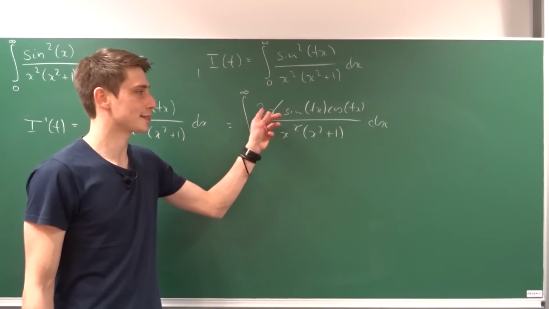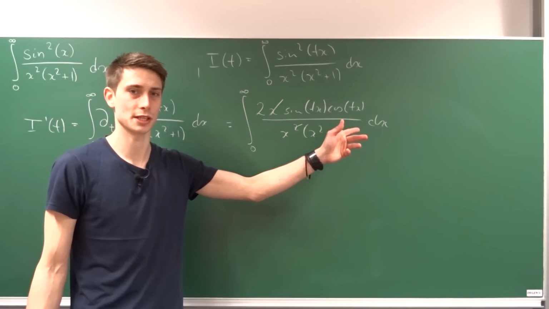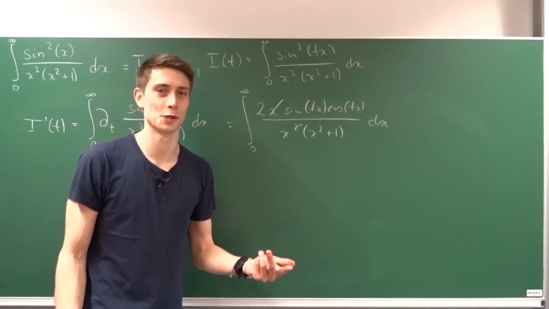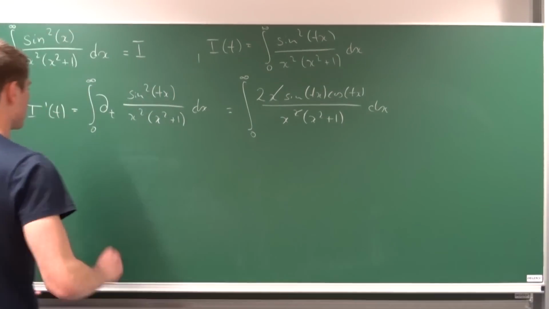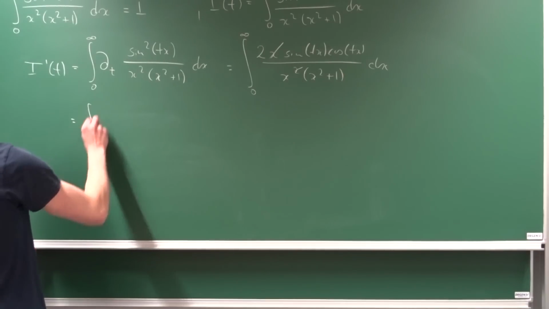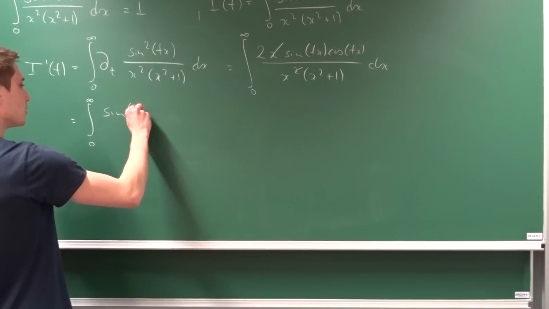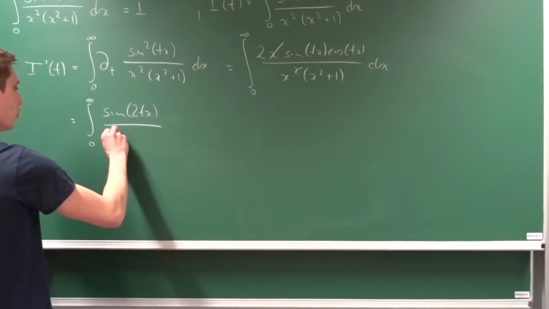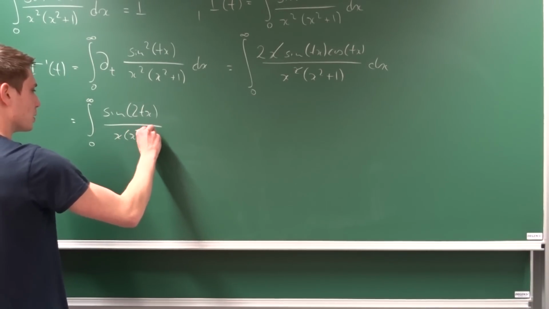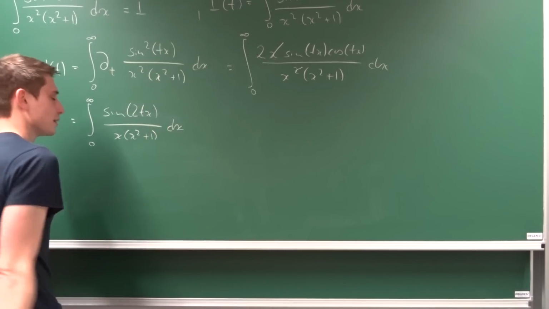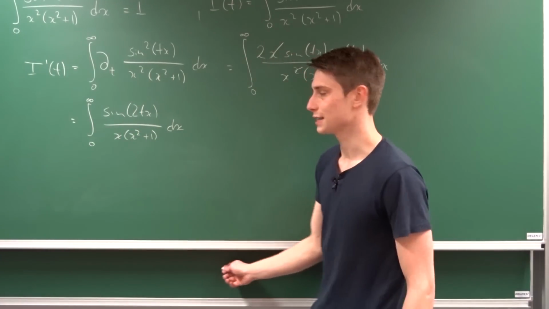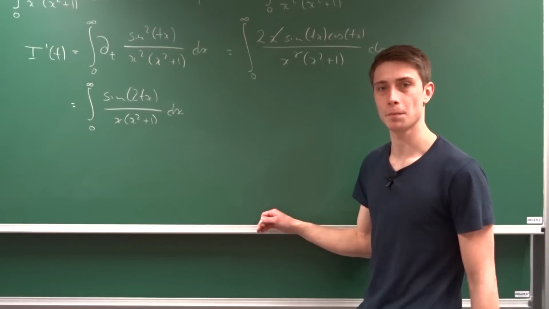And here in the numerator, that's 2 times sine times cosine. Well, that's the double angle formula for the sine, so we can conclude something else. This simplifies it a lot. So that's now the integral from 0 to infinity of the sine of 2 times t times x over x times x squared plus 1 dx. Whew. So that's the first thing we found out.